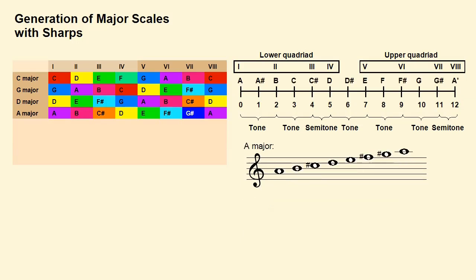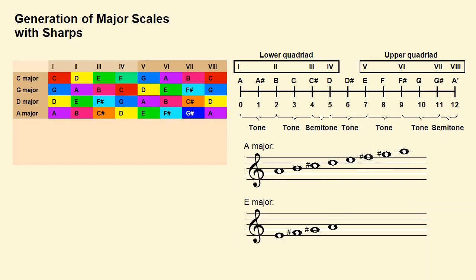Let's continue the process by taking the A major scale as the basis for creating the E major scale. The upper quadriad of the A major scale also constitutes the lower quadriad of the E major scale. The upper quadriad of the E major scale is made up of the notes B, C sharp, D sharp, and E. Let's repeat this process on the table.